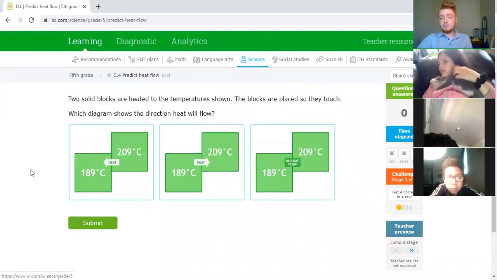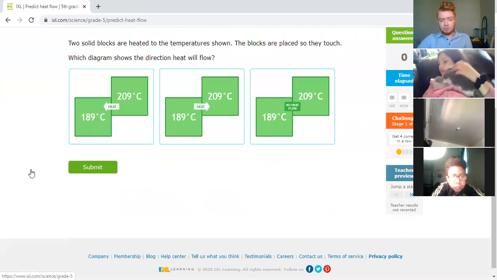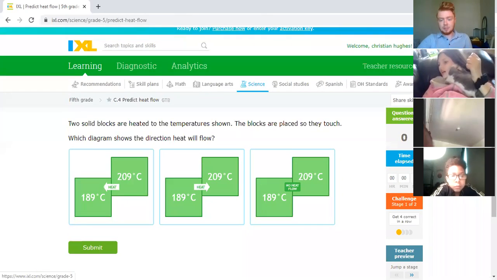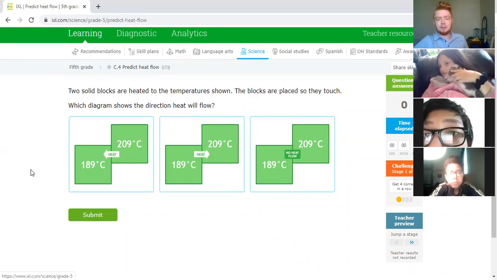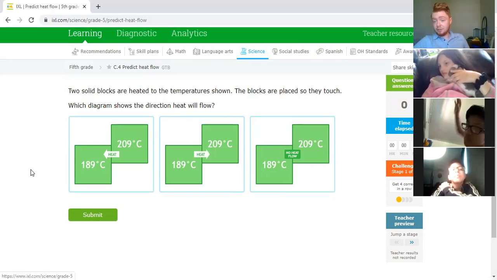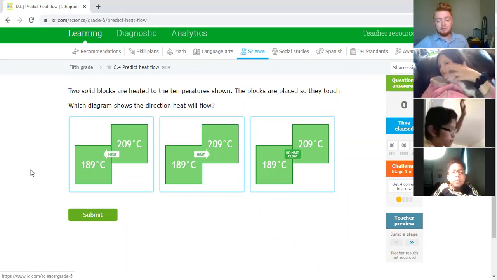It usually gives us a little lesson, but it doesn't seem to. If it doesn't give us a lesson and we get it wrong, I think that's when it gives us a lesson, unless you know the answer. But yeah, we're all learning heat flow today. Even Mr. Hughes is going to learn about heat flow today.